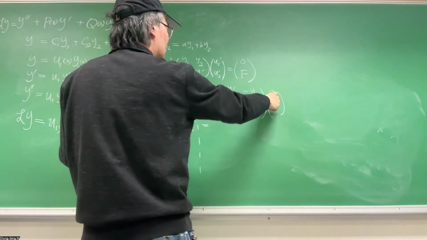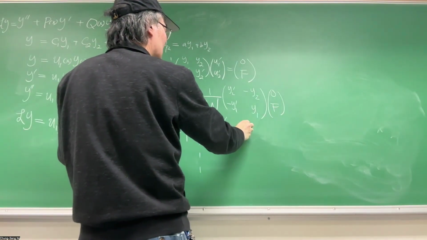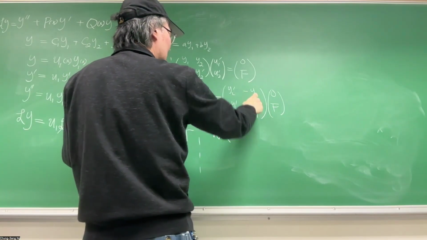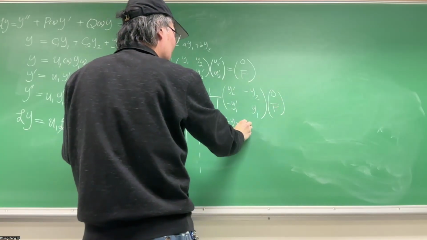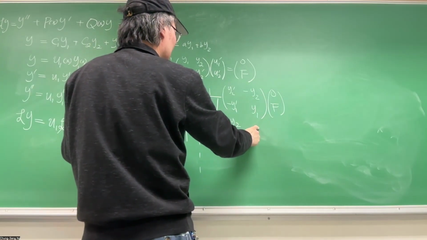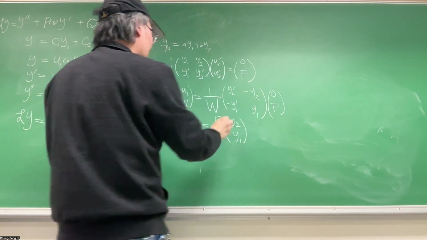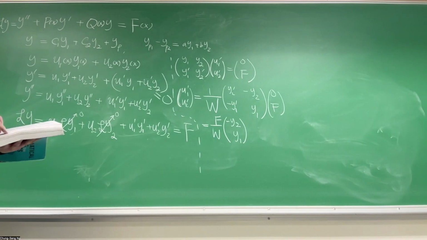Which, if you do it explicitly, would be the Wronskian and minus y2 f. I mean, just this column, because this multiplied by this is 0, this multiplied by this. So only this is y2 and minus y1 times f. We can write f in here, doesn't matter. Okay, and that should be the general case. Right.